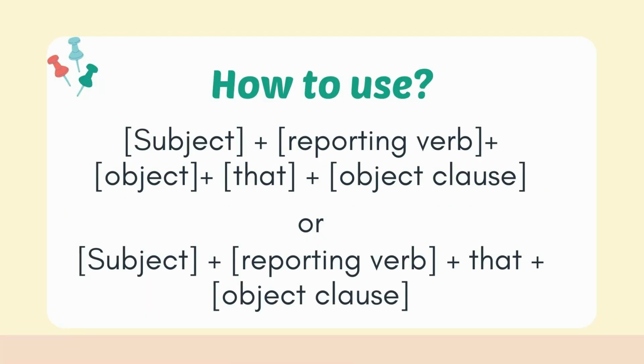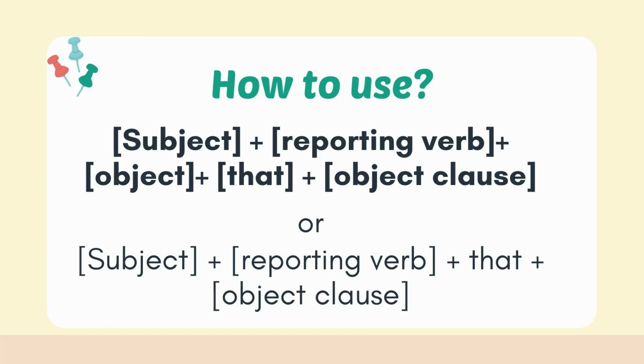Now, how do we use reporting verbs? Here are the basic rules of using a reporting verb. The first one includes the subject plus reporting verb plus the object, or the word that is affected in a sentence by a verb or a preposition, plus that plus the object clause.